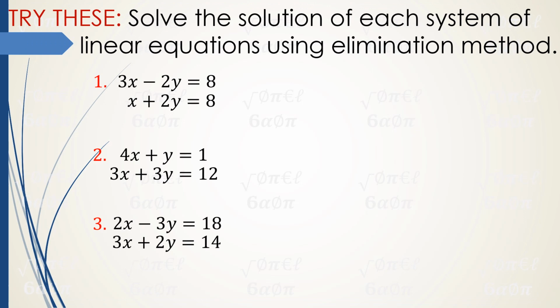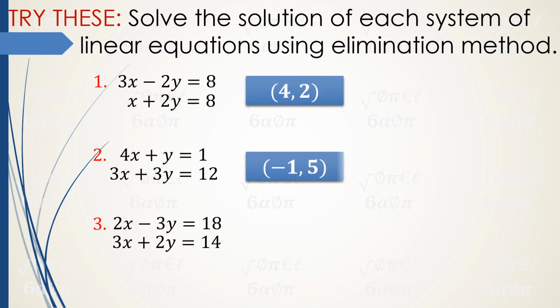Here are the correct answers for our try this. So for number 1, we have 4, 2. Number 2, negative 1, 5. And number 3, 6, negative 2. Okay, so I hope you got a perfect score kasi kayang-kaya nyo pong i-counter check yung inyong mga answers by substituting the solution to the given equations.